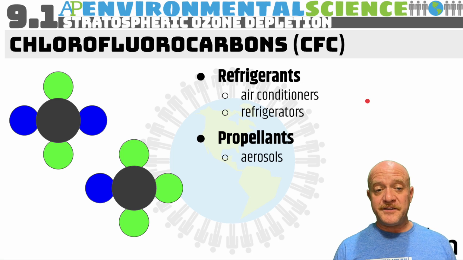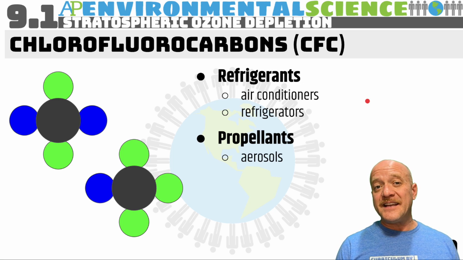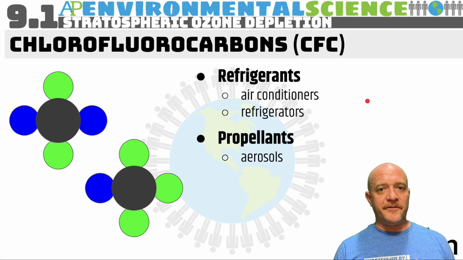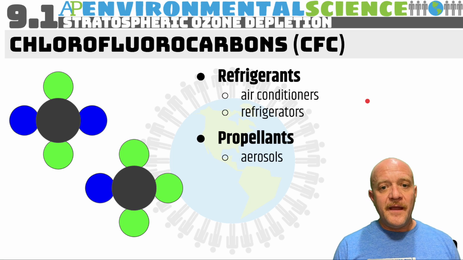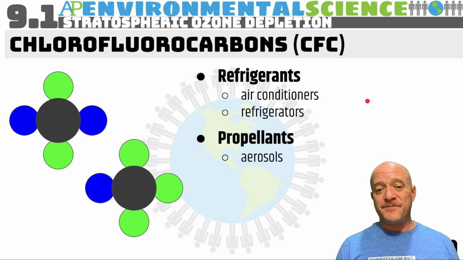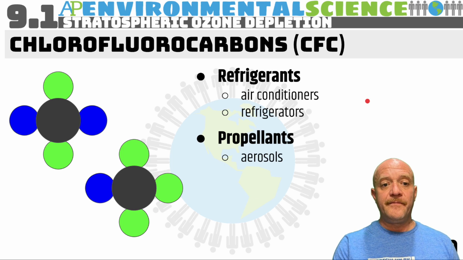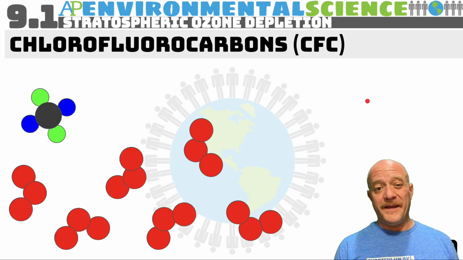But we have a class of compounds known as chlorofluorocarbons, or CFCs, and they're used in refrigerants from air conditioners and refrigerators, but also as propellants in aerosol cans, like hairspray, deodorant and air fresheners. They are pretty much not used as propellants anymore. There are some situations where they may be used for industrial purposes, but for household purposes, we don't have CFCs in our products. We'll talk about that in a little bit.